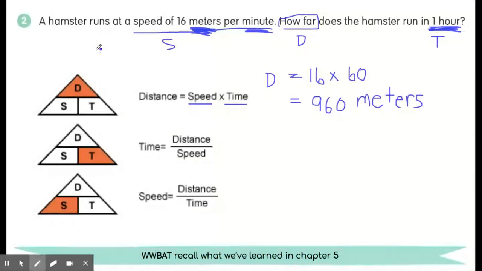So in this case, the question gave us the speed and the time. It's asking us to find the distance. So when we look back at our triangle, we have to multiply speed times time, which will give me 16, which is the speed, times the time, which is 60 minutes. That gives me 960 meters. And I use 60 minutes because the speed right here says per minute. So I have to convert my 1 hour into minutes before I solve the problem.